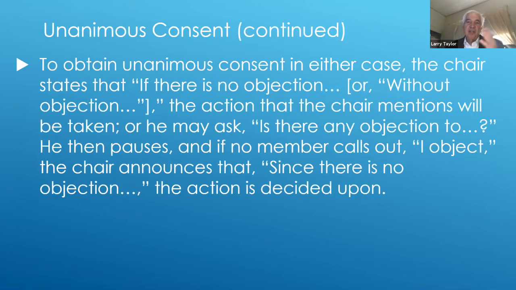So this is how unanimous consent is done. The chair should state, if there is no objection, or sometimes they say without objection, then the action that the chair mentions will be taken. Or the chair may ask, is there any objection to, and then they should pause. And then if no member calls out, I object, the chair announces that since there is no objection, the action is decided upon. If someone objects, then the chair has to revert back to the formal process of taking a vote and making sure that a majority of the membership, or whatever the vote requirement is, is adhered to.